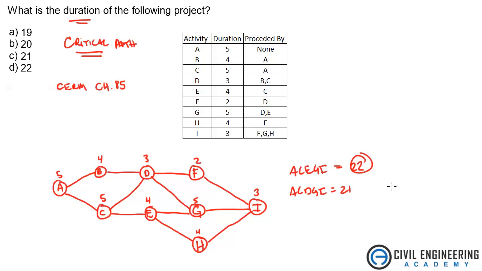That is the duration. So the answer to this guy is D. So I hope that helped you out. This was really just a tricky way of asking what the critical path is. So get familiar with them asking that in different ways and knowing how to solve for the critical path.